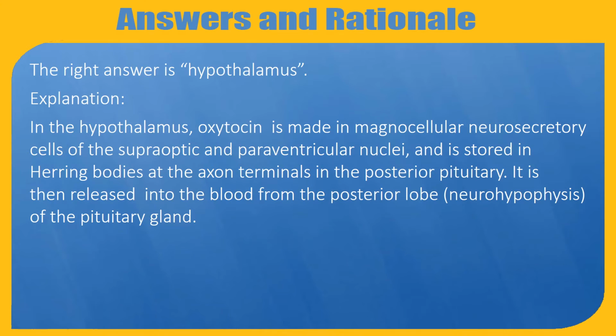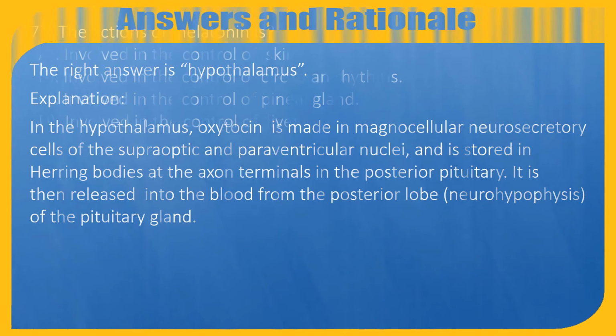Explanation: In the hypothalamus, oxytocin is made in magnocellular neurosecretory cells of the supraoptic and paraventricular nuclei, and is stored in Herring bodies at the axon terminals in the posterior pituitary. It is then released into the blood from the posterior lobe, neurohypophysis, of the pituitary gland.